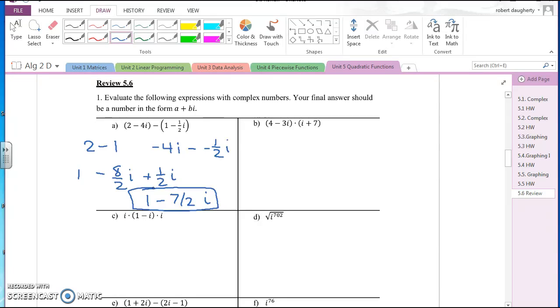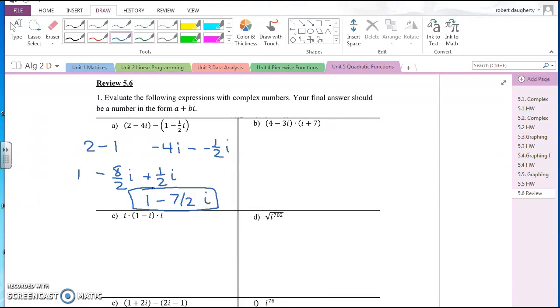So I subtracted the real parts. 2 minus 1 is going to be 1. And then negative 4 minus negative 1 half. So that's going to be negative 8 halves plus 1 half, negative 7 halves, or negative 3.5 is what you see there. Okay. Next one is a multiplication.